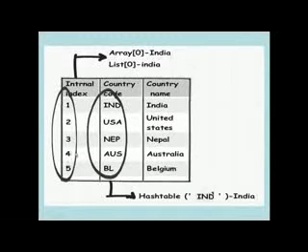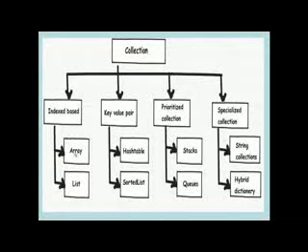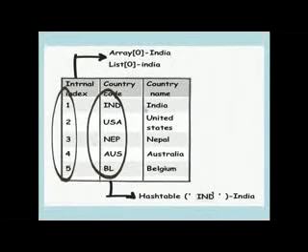So if you remember right, the index based collections have 2 types of collections. One is the array and the other one is a list. So for example, if you want to access India, then for that you have to say array of 0. This will give you the value India. If you say list of 0, it will give you the value India again.